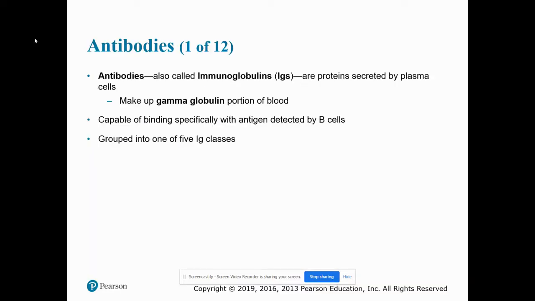All right, we're still in chapter 21. I believe this is the 5th video, and this one is going to be on antibodies, only on antibodies. And antibodies are also called immunoglobulins. And what they are is they are proteins that are secreted by plasma cells.